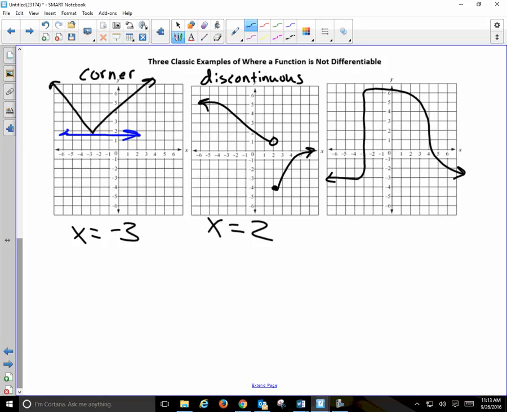There are 2 spots where you cannot take the derivative here. What do you think are the 2 spots, the 2 x values? X equals -3 is one value at which you cannot take the derivative, and 4. Why, though?